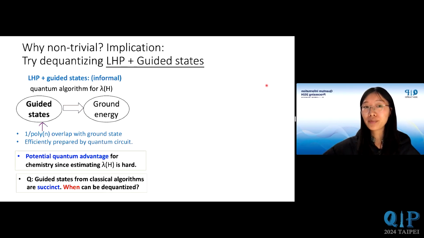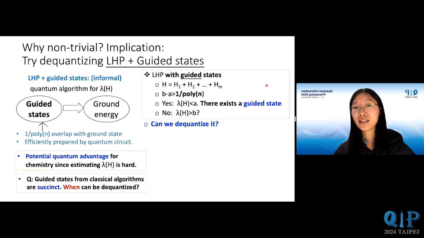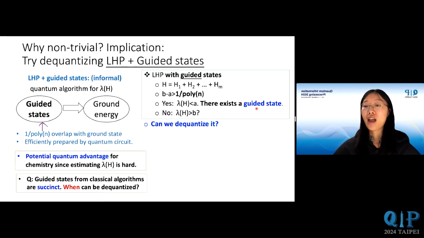So this is the background. And if you study this problem from a complexity view, you will study a problem called the local Hamiltonian problem with guided states, where in the yes instance you assume there exists a guided state, and the question would be, what's the complexity of this problem? Is it still a quantum problem like QMA, or is it a classical problem like NP or MA?